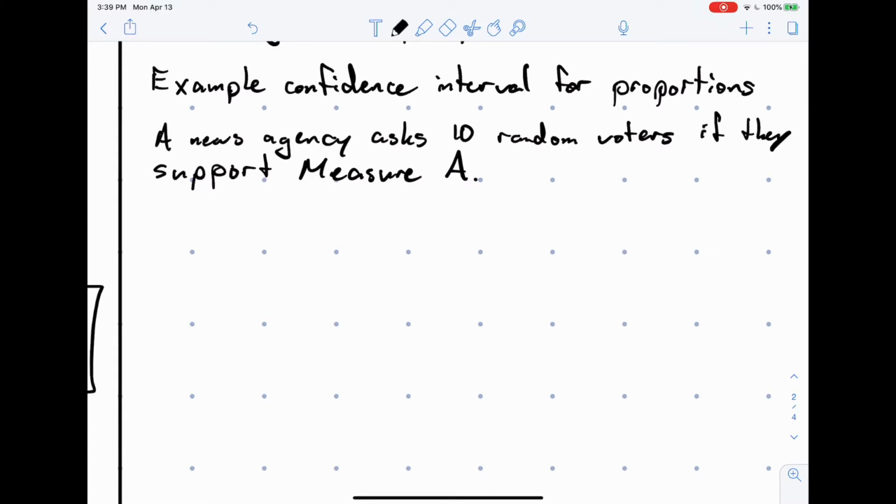Doing the confidence interval is not the hard part. The hard part is finding a sample of 10 random voters or an arbitrary number of voters, but that's a different problem for a different class, maybe.